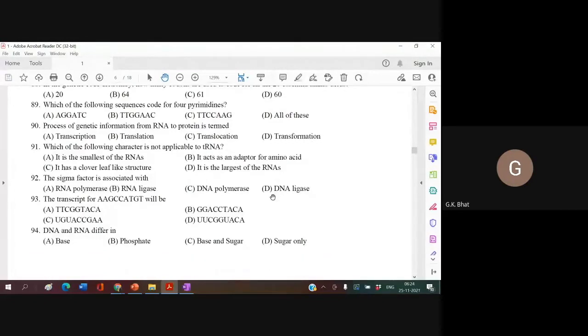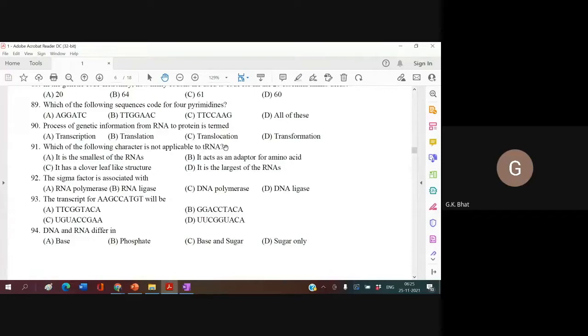You know the answer for 91? Chinmay? C, sir. C. It has a clover-leaf-like structure. Which of the following characters is not applicable to tRNA? It is the smallest of the RNAs, correct. It is made up of 75 to 95 nucleotides.